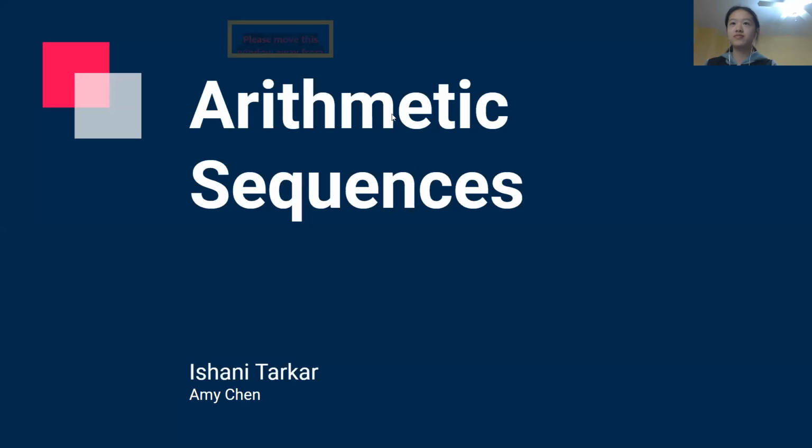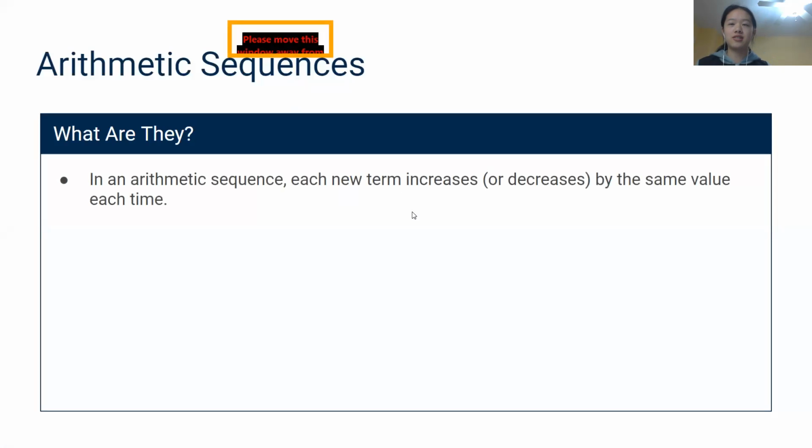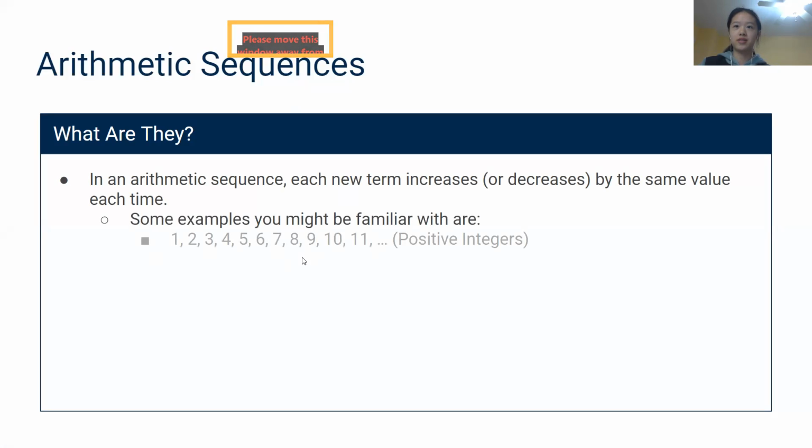All right. Okay, so today we're learning about arithmetic sequences. So what are arithmetic sequences? In an arithmetic sequence, each new term in the sequence will increase or decrease by the same amount each time. Some common arithmetic sequences to help show what they are: this sequence 1, 2, 3, 4, 5, 6, 7, 8, 9, 10, 11. These are positive integers, and in this sequence, each new term is going to increase by 1.